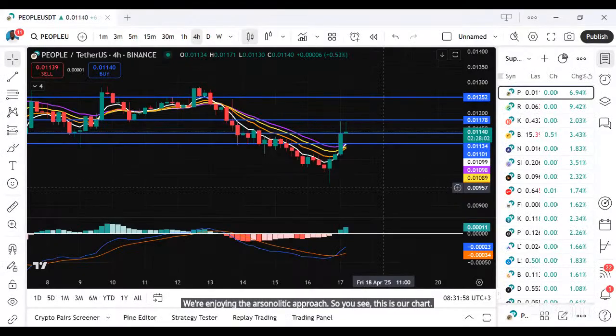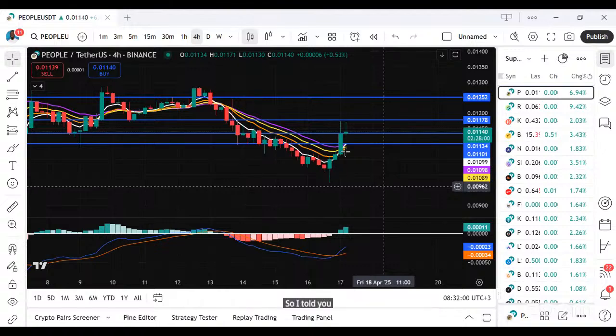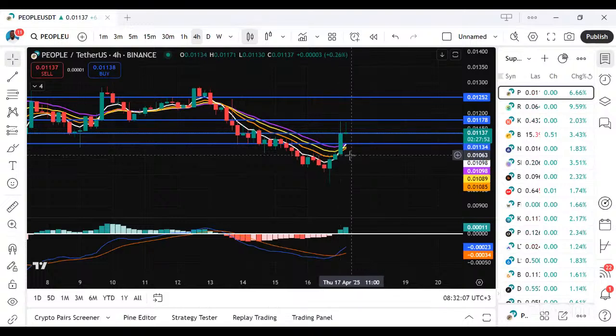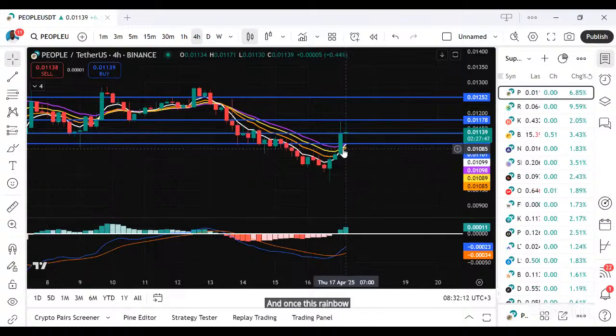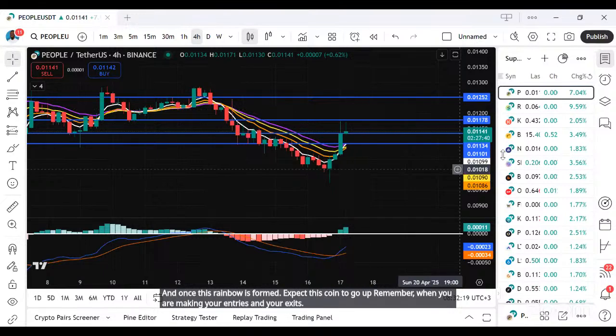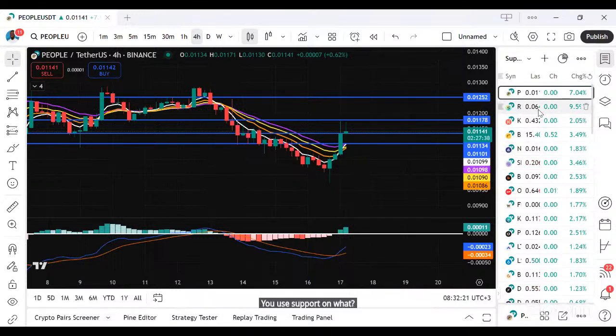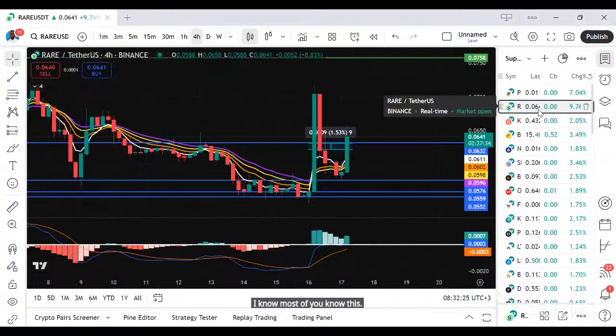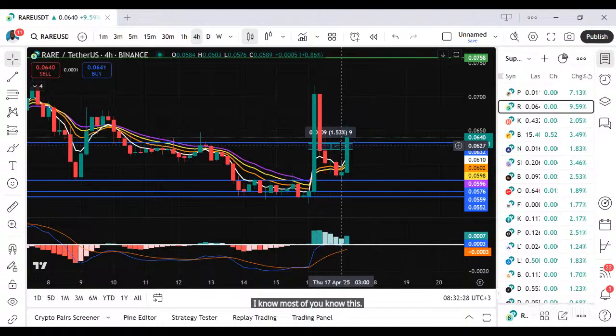So you see, this is our chart. I told you, when these candles meet, they form what we call a rainbow. And once this rainbow is formed, expect this coin to go up. Remember, when you are making your entries and your exits, you use support and what? And resistance. I know most of you know this. You are able to use support and resistance.